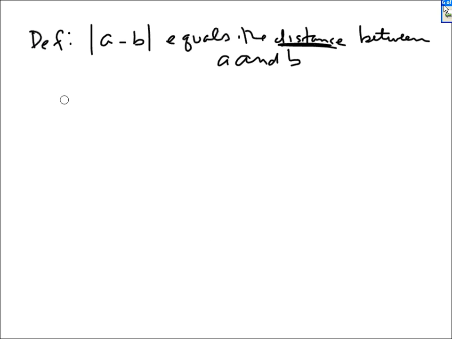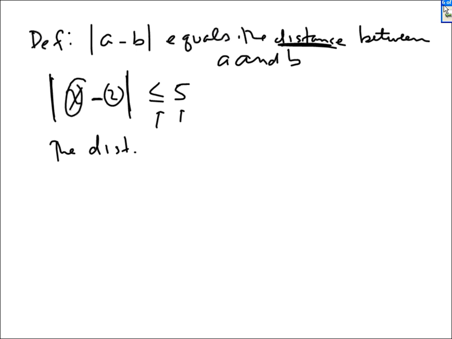You should understand it. If I tell you this, less than or equal to 5, this means the distance between, there must be a minus in between, the distance between x and 2. The distance between x and 2 is less than or equal to 5.